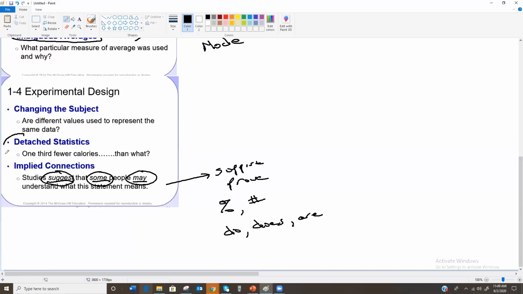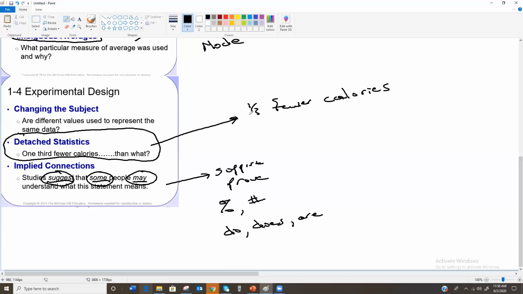And another one that you see a lot in advertising is detached statistics. So they'll say that there's 1/3 fewer calories. What does that mean? How can you say you have 1/3 fewer calories when you haven't told me what you're comparing it with? 1/3 fewer calories than a different brand? 1/3 fewer calories than you used to have? 1/3 fewer calories than your regular product? What does this mean? If they don't tell you what they're comparing it to, then it's detached.